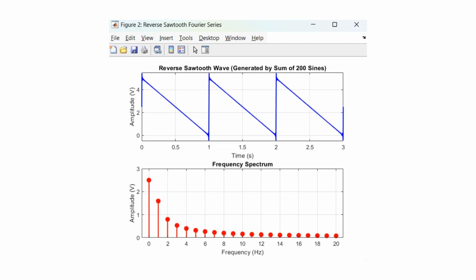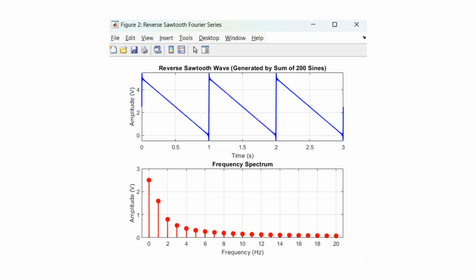The bottom plot shows the frequency spectrum of the waveform. Each vertical line corresponds to a harmonic component at an integer multiple of the fundamental frequency. Notice that the amplitude of the harmonics decreases as frequency increases, following an inverse relationship with harmonic number. This 1 over k decay is a key characteristic of ramp and sawtooth waveforms.